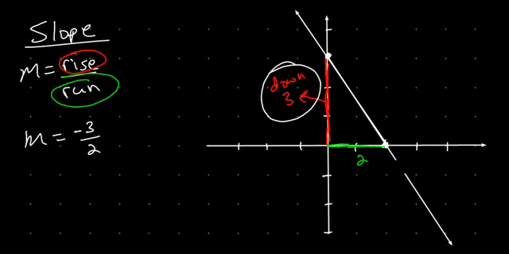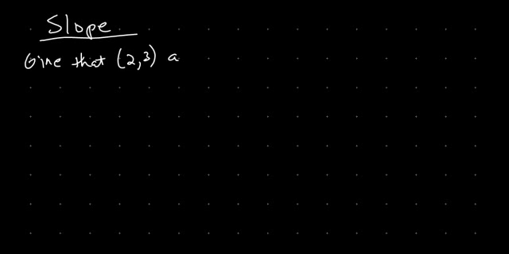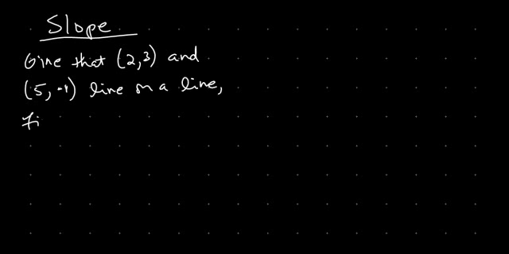So I want to do one more thing on this video. Continuous slope. So let's say we were just given 2 points. So given that, let's say (2, 3) and (5, -1) lie on a line, find the line slope.